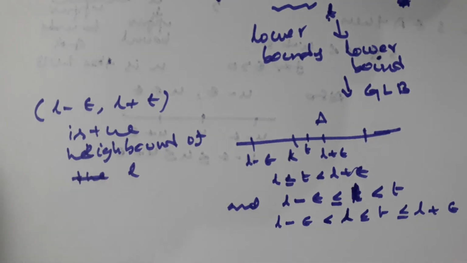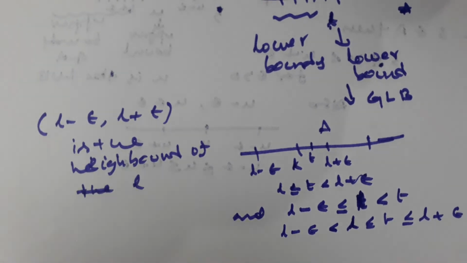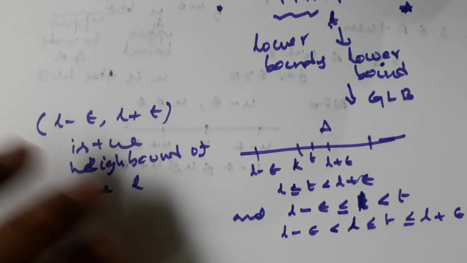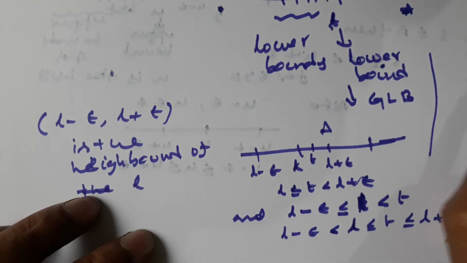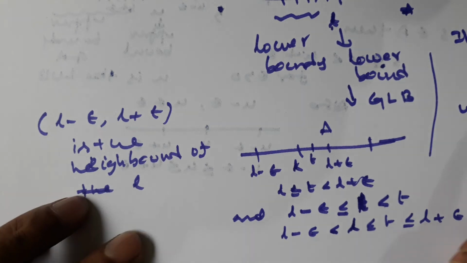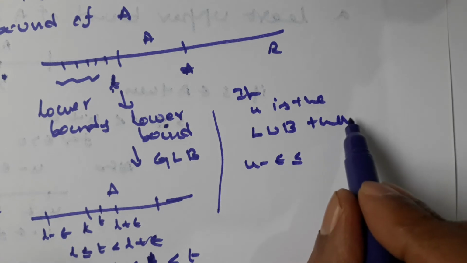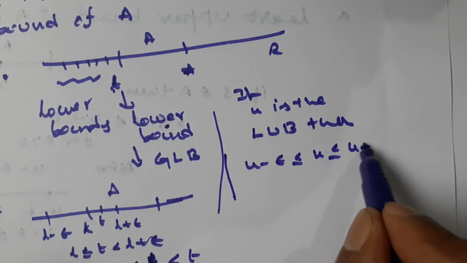as U is the upper bound or least upper bound of the set A, where also U must be in between its neighborhood, U minus epsilon and U plus epsilon. Here I will write there: U is the LUB. If U is the LUB, then U minus epsilon is less than or equal to U is less than or equal to U plus epsilon.